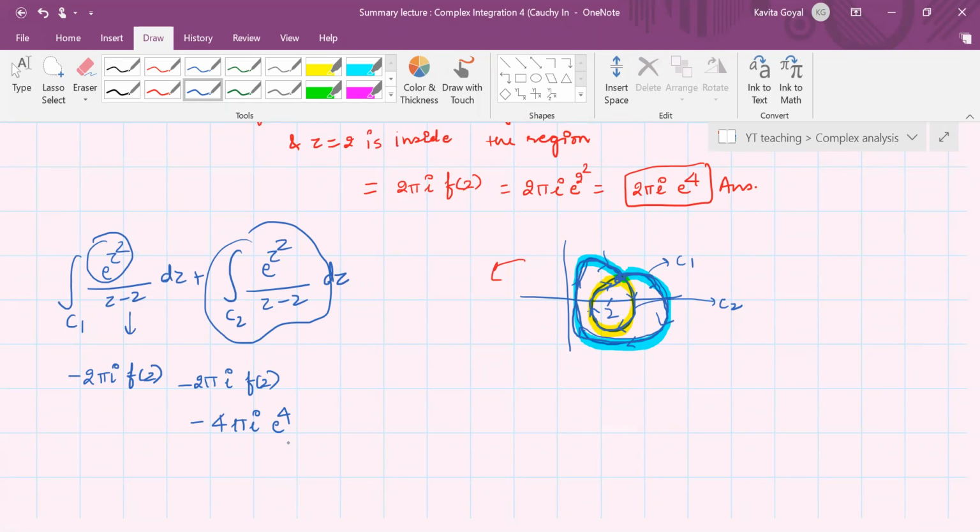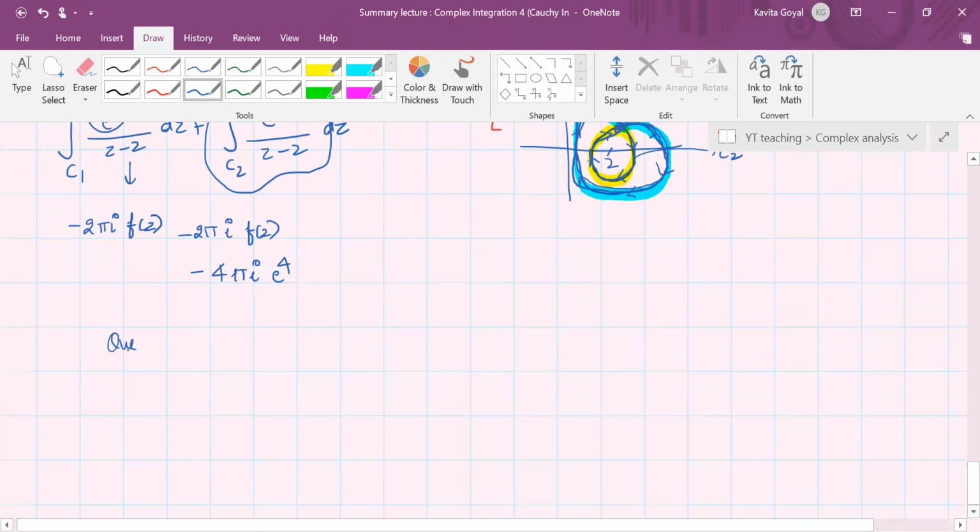Ma'am, we can go for one more problem. Yeah, okay. So we have this problem based on Cauchy integral formula only.